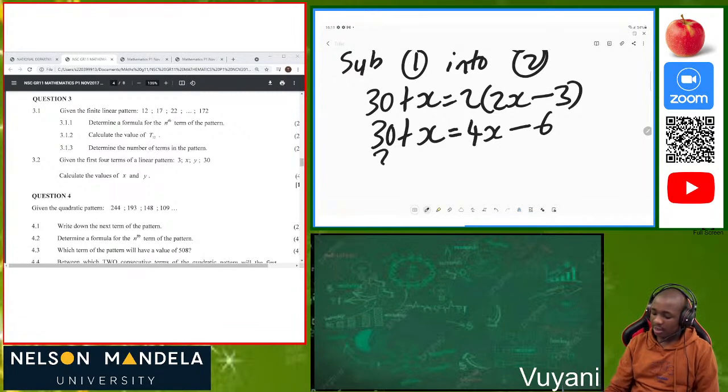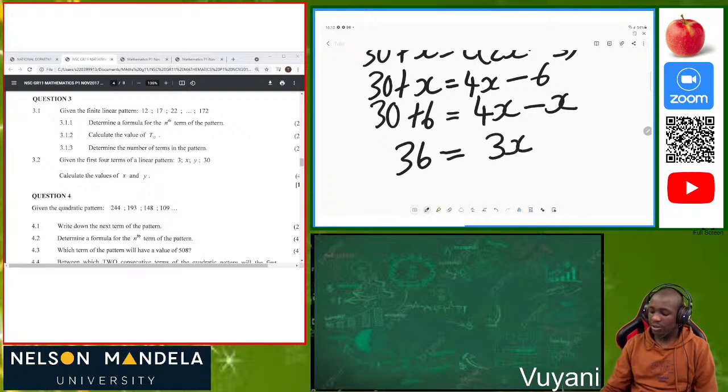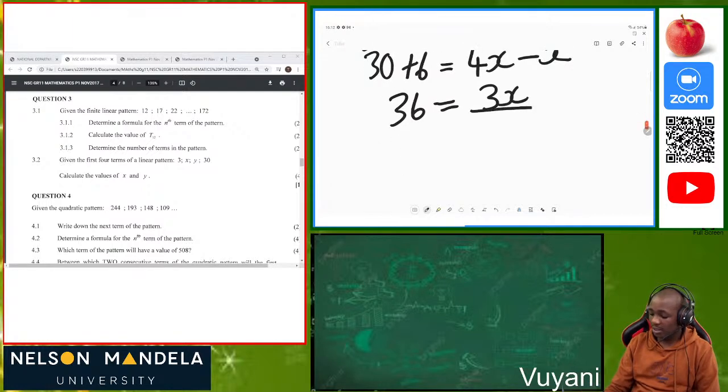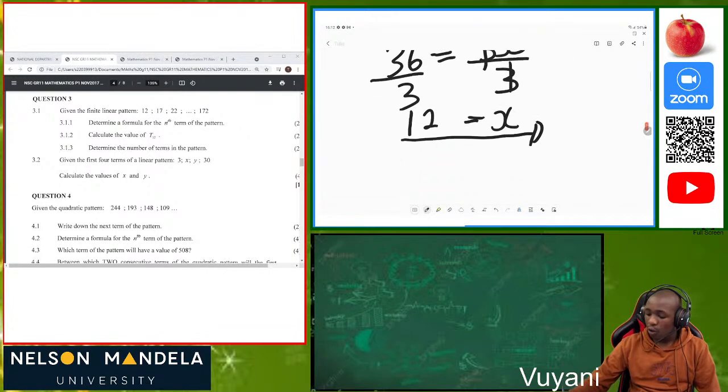So we can say 30 plus 6, which is equal to 4x minus x. Then 30 plus 6 is going to give us 36. Then 4x minus x, we're going to get 3x. Then when we solve for x, we divide both sides by 3. Then we get our x value to be equal to 12. But you are not yet done, because they say calculate the value of x and the value of y.